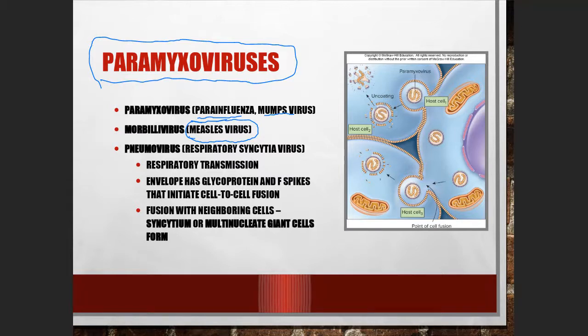And then pneumoviruses, the third type, cause cells to combine together to make a giant cell called a syncytium. A giant cell that has a lot of nuclei, because this virus breaks the cell membrane of one cell and combines it with another cell, and finally it makes a giant cell with many nuclei.